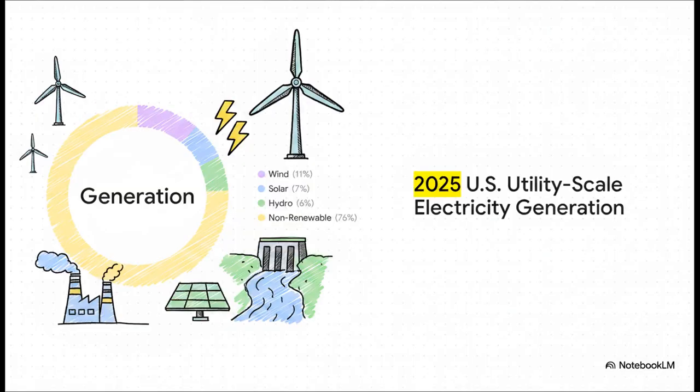Just to ground this in the real world for a second, if you look at the projected U.S. utility-scale electricity generation for 2025, renewables make up about a quarter of the pie, 24% to be exact. Wind is actually leading the pack there, followed by solar and hydro. This really proves why this topic matters so much globally. We are literally in the middle of a massive energy transition, and these technologies are scaling up incredibly fast to eventually replace that massive 76% chunk of non-renewables.